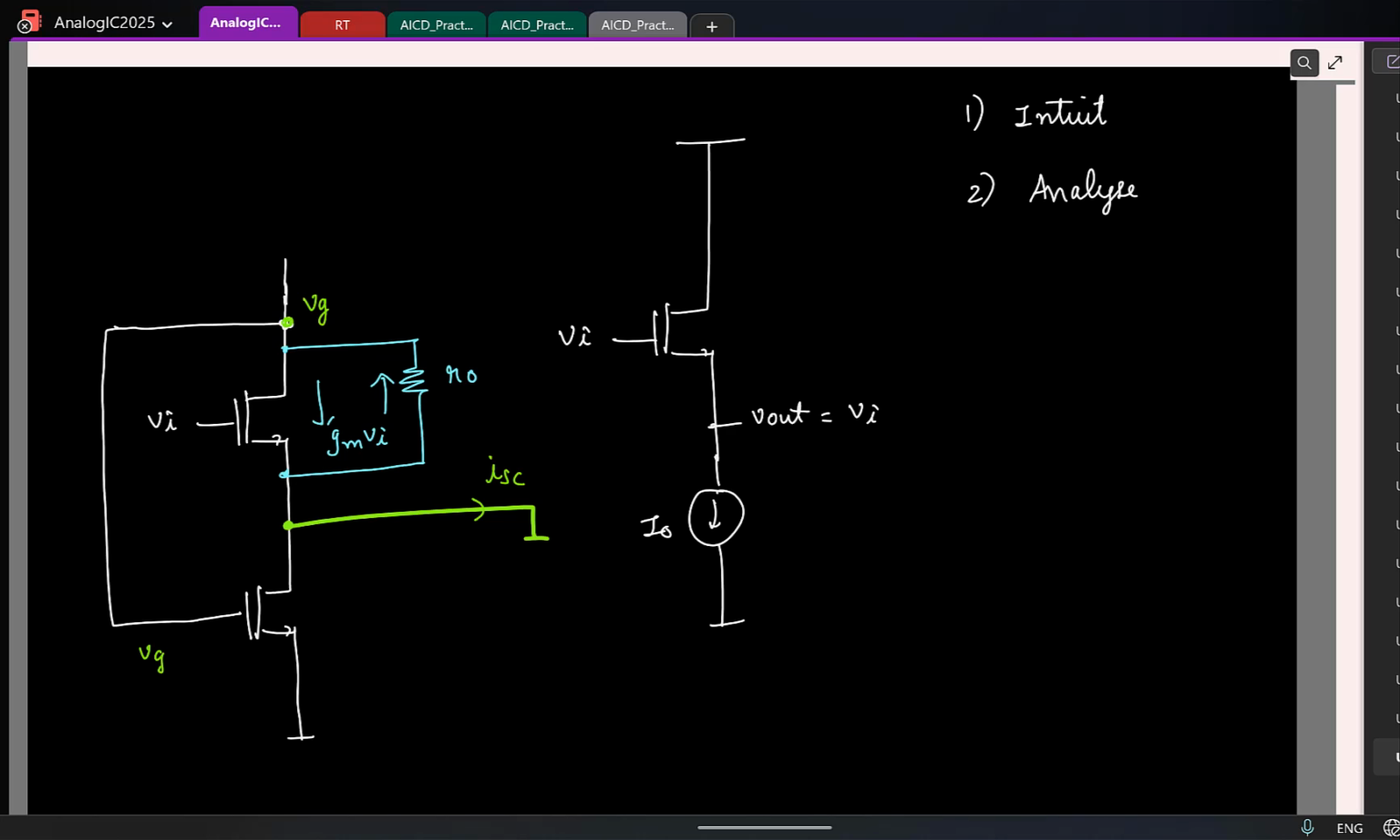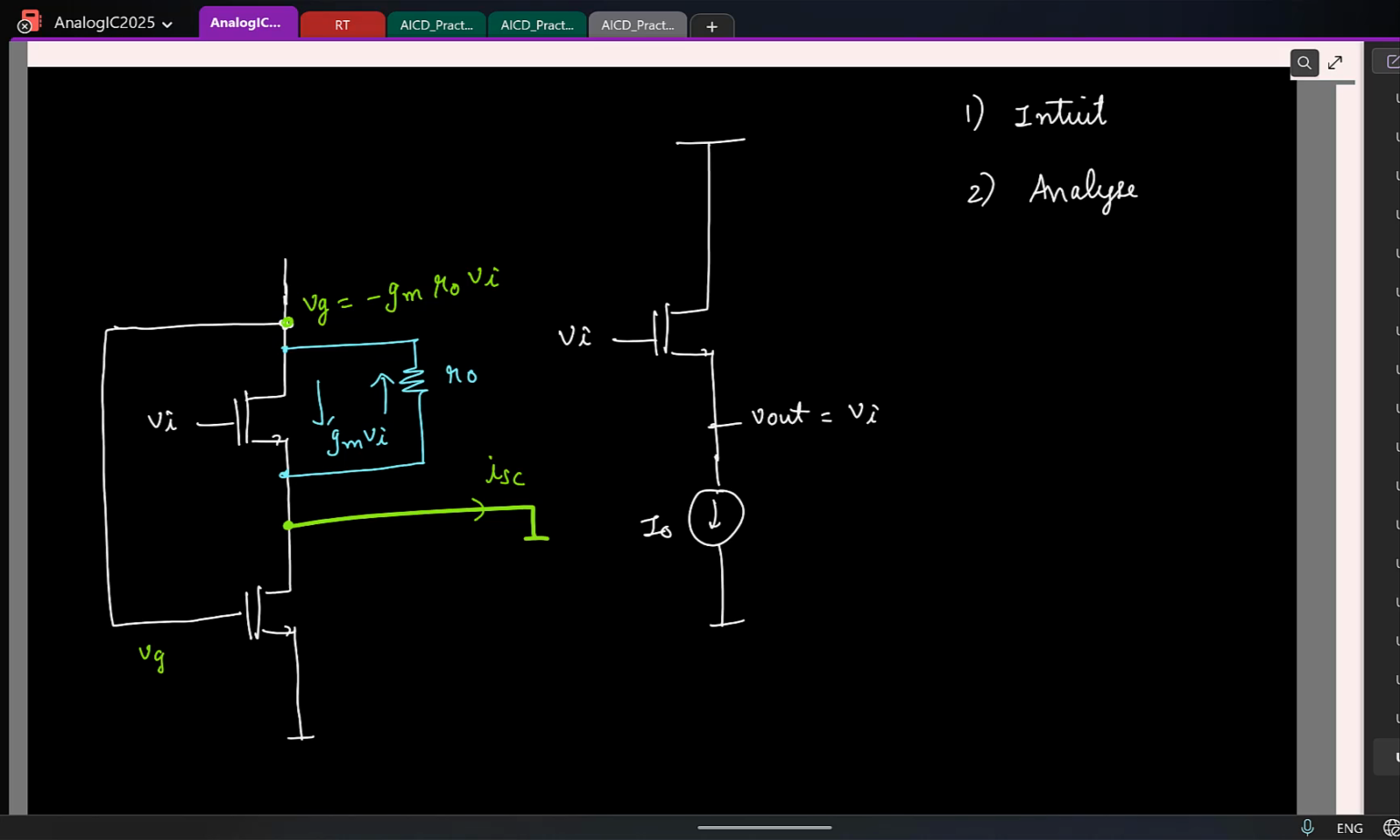Common source. Input is applied at the gate. My source is grounded. Where am I taking the output from? Drain. What configuration? So what should be my VG here? Minus gm R0 times vi.